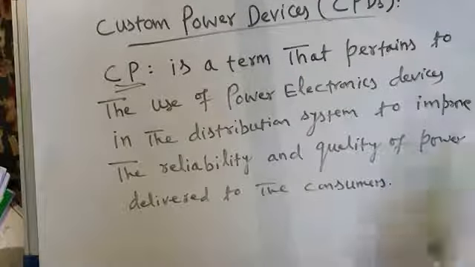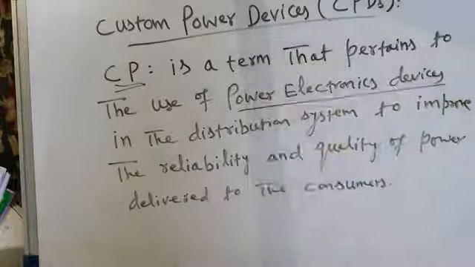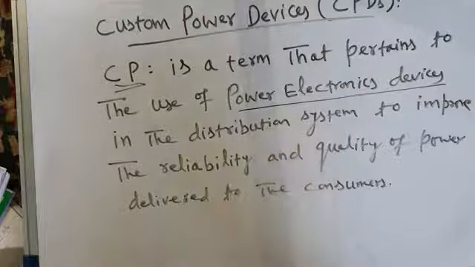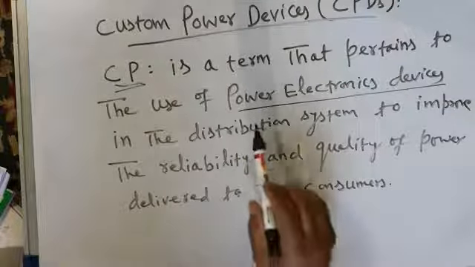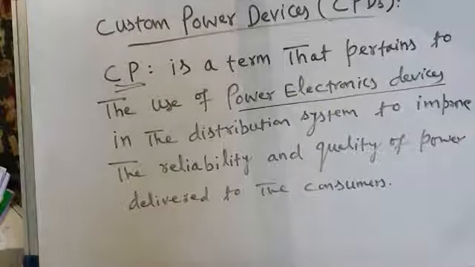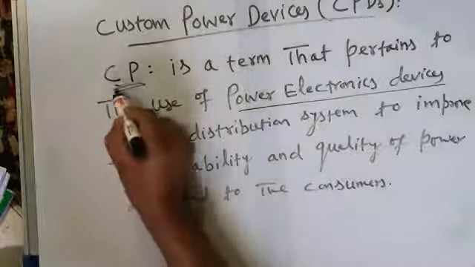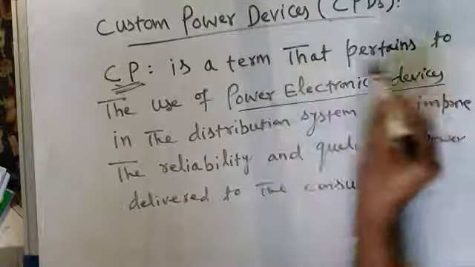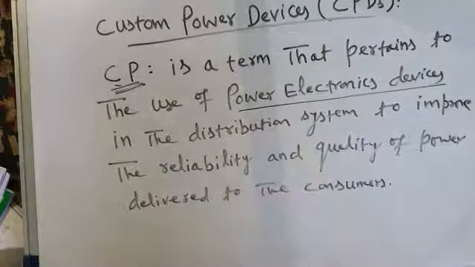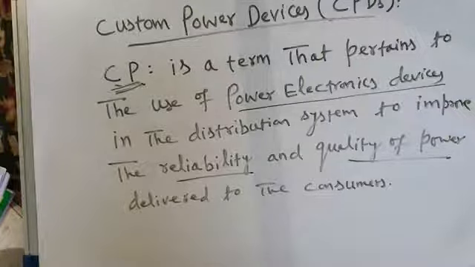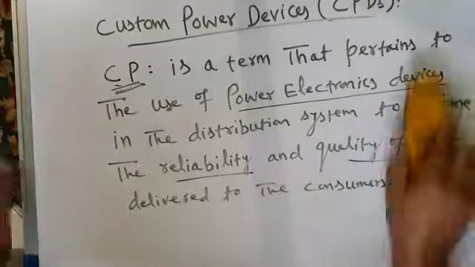What are custom power devices then? Custom power devices are these power electronic devices which are used for this purpose. So custom power devices are the power electronics devices or power electronics converters which are used in the distribution system to improve the reliability and quality of power delivered to the customers or consumers. Custom power is a technology, and custom power devices are the devices used in this technology for improving the reliability and quality of power supply delivered to the customers. So I hope that's clear.